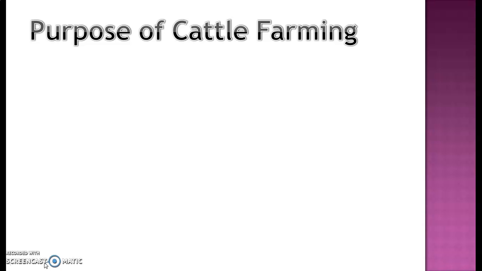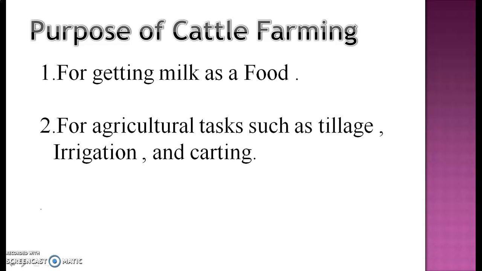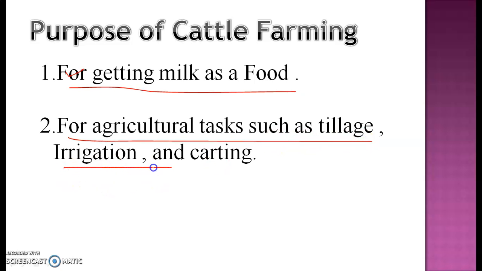So the various purposes they fulfill are: we perform cattle farming for getting milk as a food. We know very well that cow and buffalo are the two main cattle responsible for milk production. Second, for agricultural tasks such as tillage, irrigation and carting. In all these activities we use cattle, which is why we can say they help the farmers in the agricultural field.